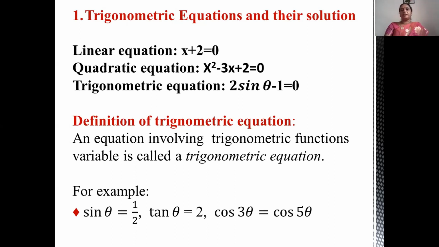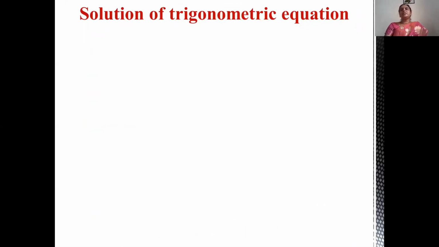See the example. Sin theta is equal to half, tan theta is equal to 2, cos 3 theta is equal to cos 5 theta. All these are trigonometric equations because there are trigonometric functions. Okay. Then we will see what is meant by the solution of an equation. To see the solution of an equation, again we go to our linear equation. What is our previous linear equation? That is x plus 2 is equal to 0. In a linear equation, how will you find the solution? We keep x on one side and the remaining part on the other side, and you will get x is equal to minus 2.